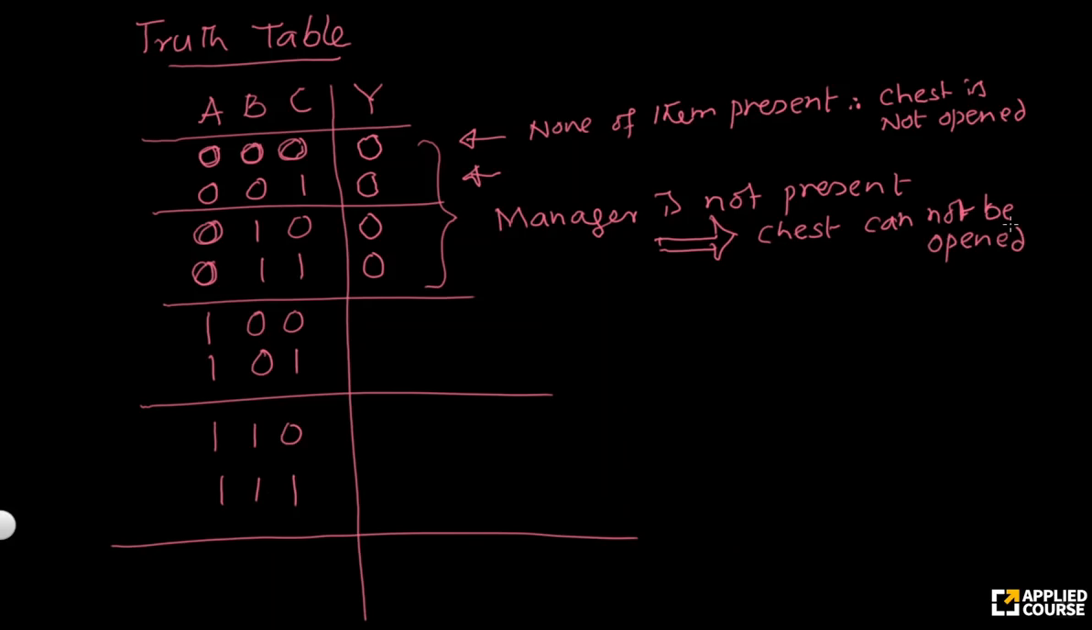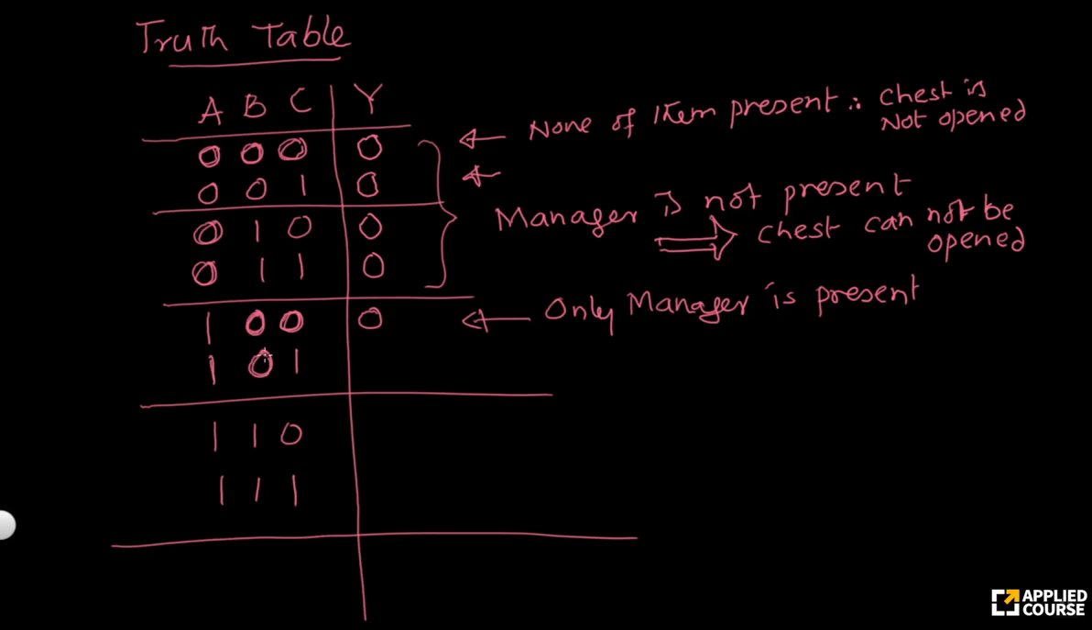Now come back to 100: only the manager is present in this case. Along with the manager, one of the clerks must be present, but since both cashiers are absent, the chest cannot be open. I am using clerk and cashier as synonyms, so please take it as cashier and manager.